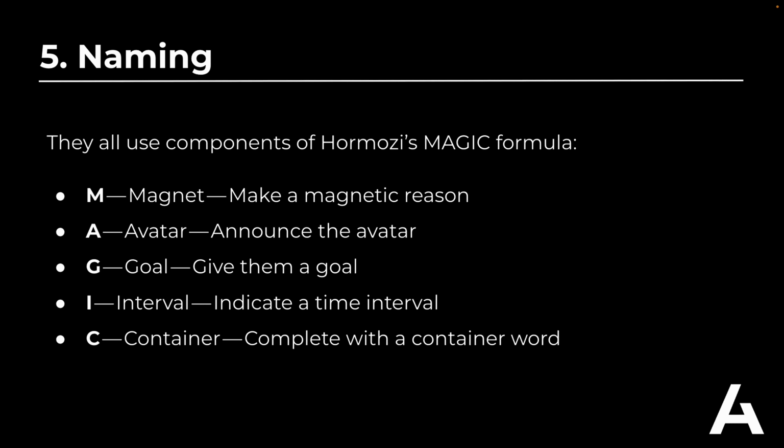M for magnet, make a magnetic reason. A, avatar, announce the avatar. G, goal, give them a goal. I, interval, indicate a time interval. And C, container, complete with a container word.